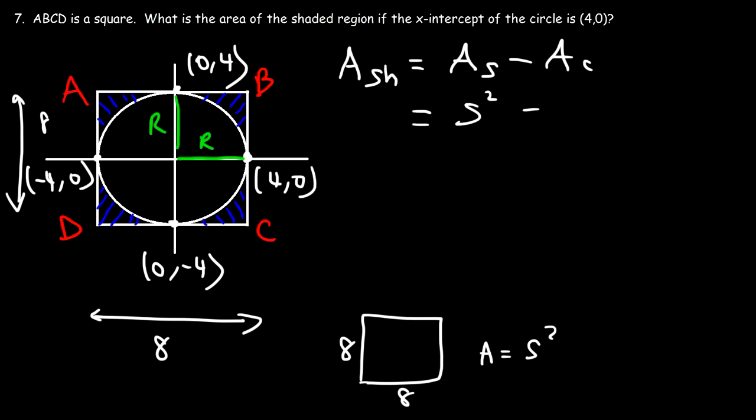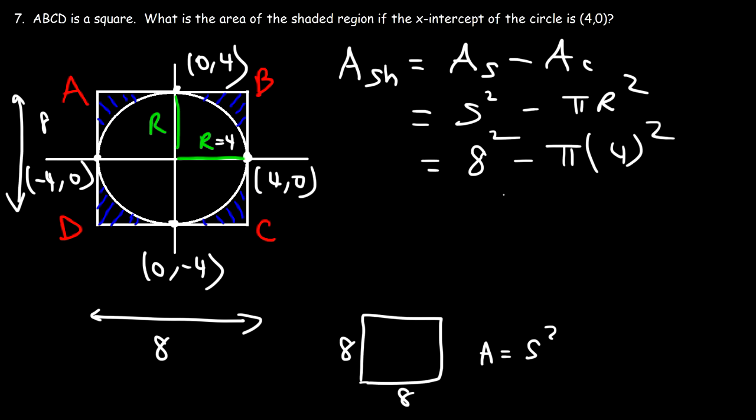And the area of the circle is pi r squared. So the side length of the square is 8, and the radius of the circle, we can see that it's 4. So it's going to be 8 squared, which is 64, minus pi times 4 squared, or 16 pi. So this is the exact answer for the area of the shaded region.